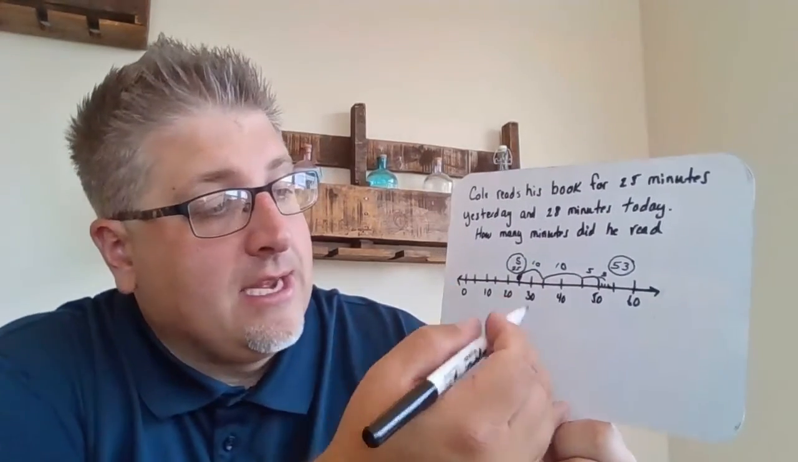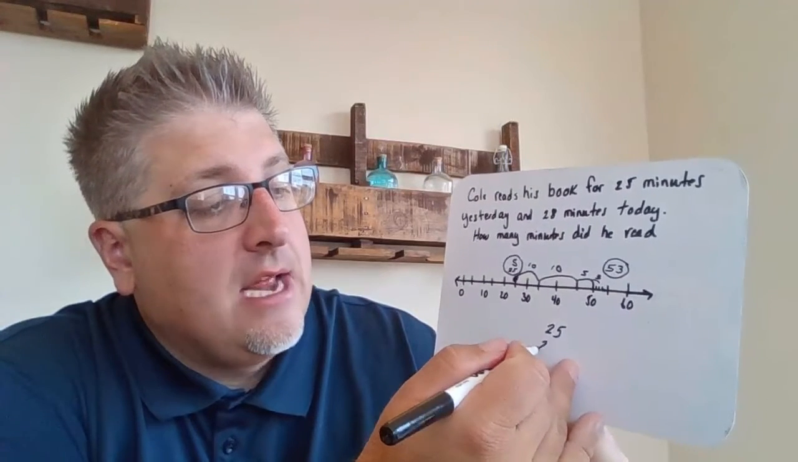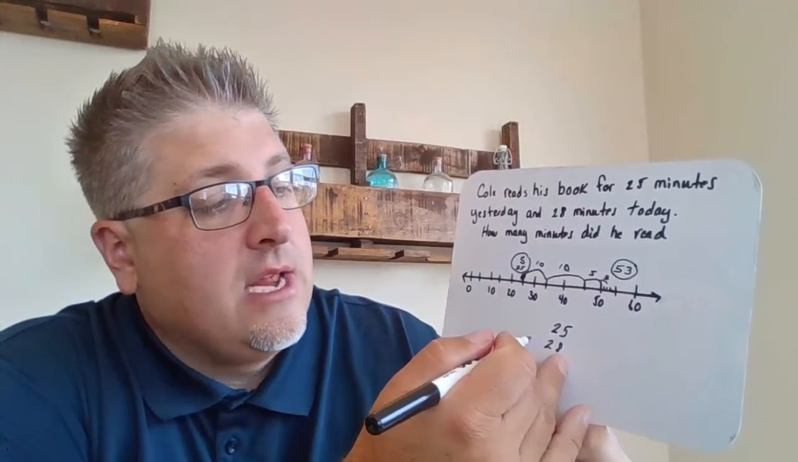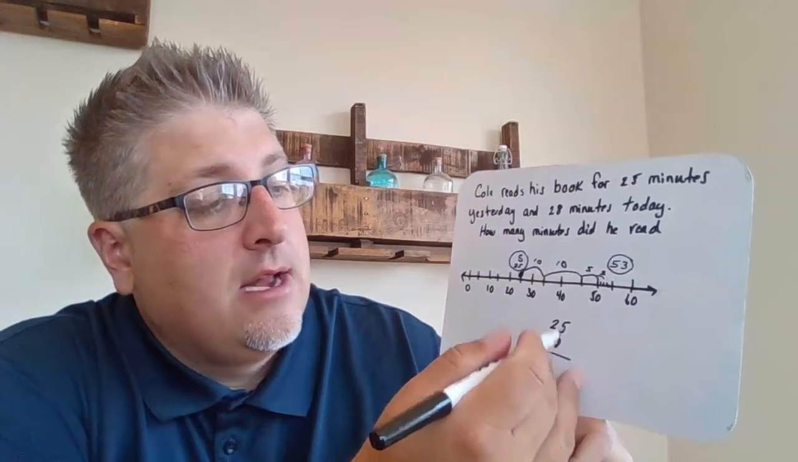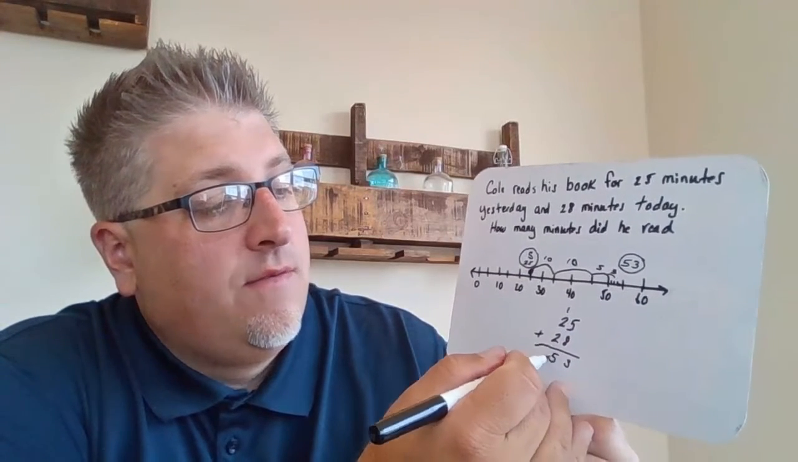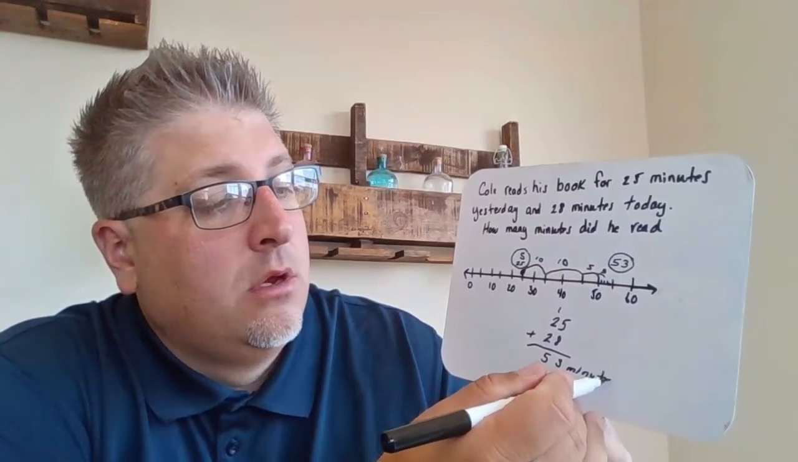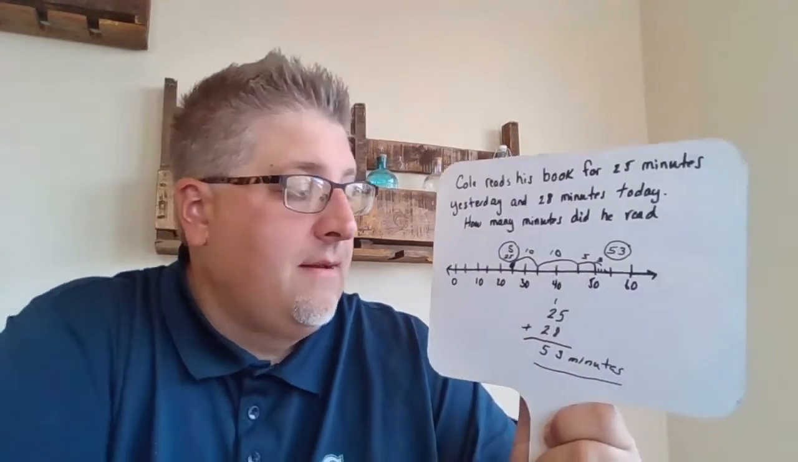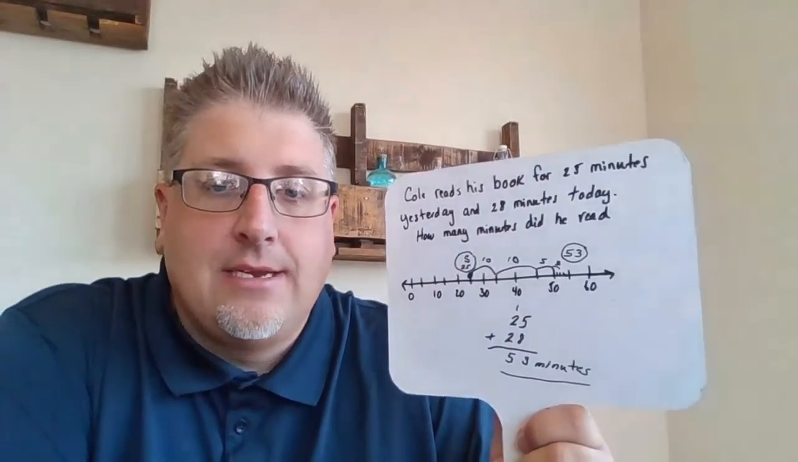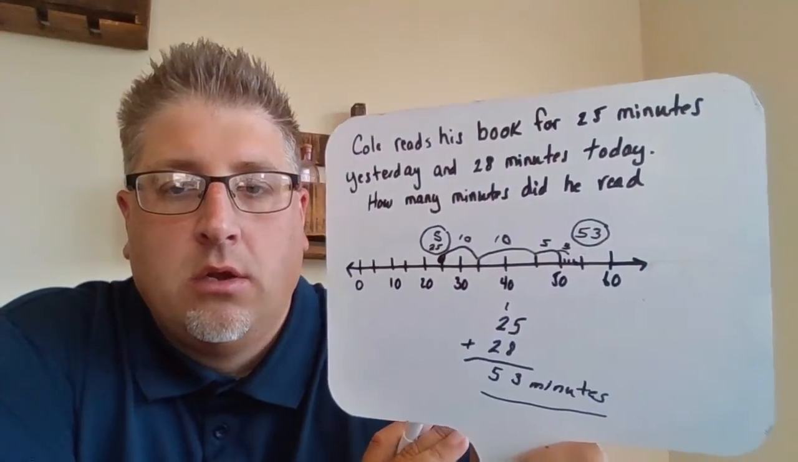If I really wanted to break it down simply, I could have said 25 the first day, 28 the second day, and I added them up. 8 and 5 is 13, carry the 1, 53 minutes. Okay? But, like I said, I wanted to use the number line to demonstrate and work through the problem. That's problem number 1, using that number line. Let's tackle one more problem here.